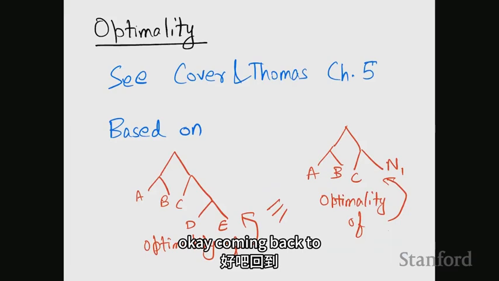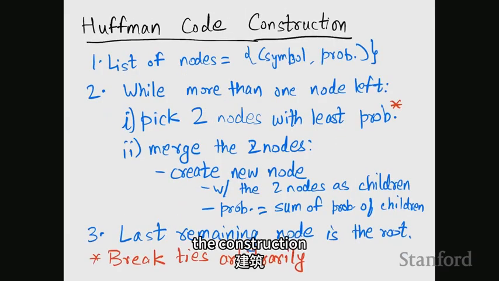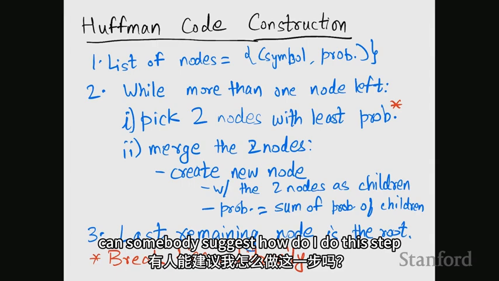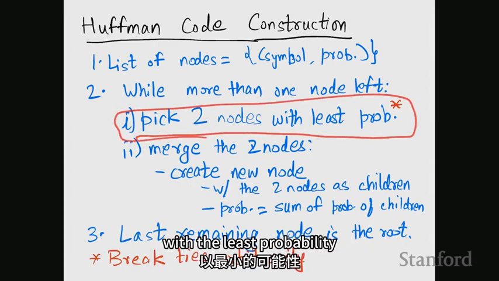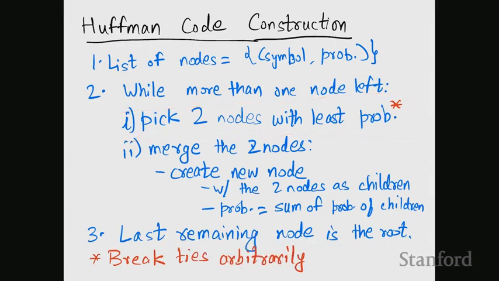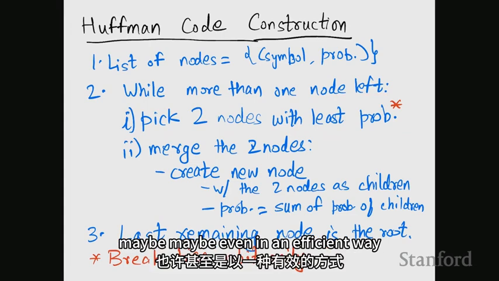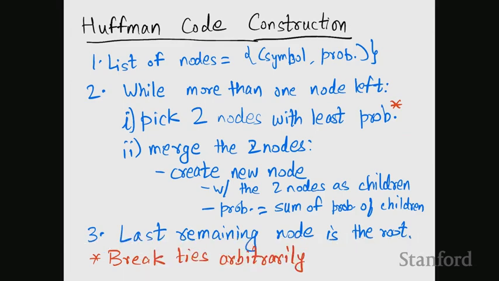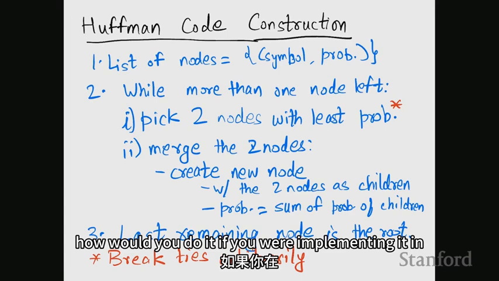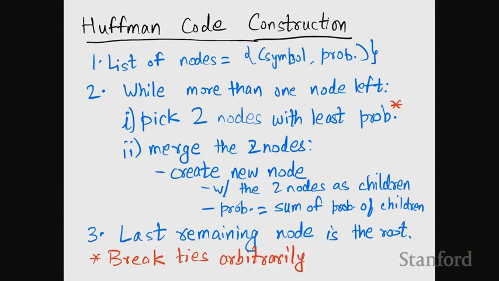Okay, coming back to the construction. Can somebody suggest how I do this step? How do I always pick the two nodes with the least probability? Can I do it in an efficient way? Maybe even in an inefficient way. Just any ideas on how we can pick the two nodes with the least probability? How would you do it if you were implementing it in Python, let's say?